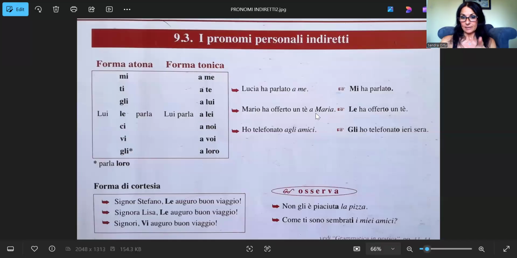Yeah, that's what we say. We'll see also some other examples. So here we are saying Mario specifically decided to offer a cup of tea to Maria. And a similar sentence, however, with the weak form, is "le ha offerto un tè." So basically here, the information is similar or the same. The context, the implications, are different.